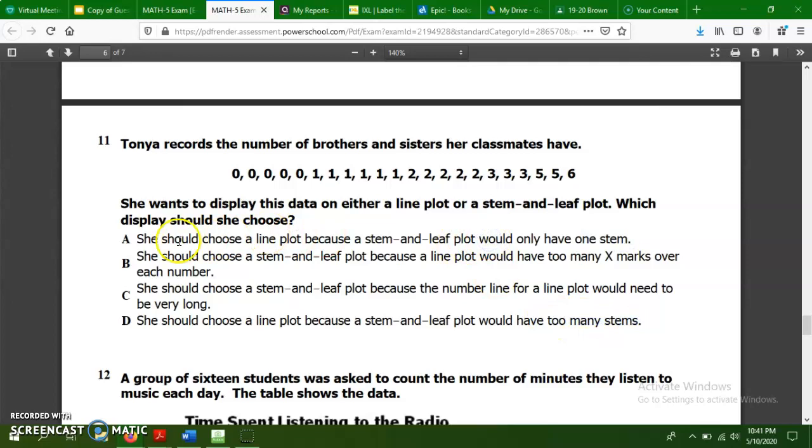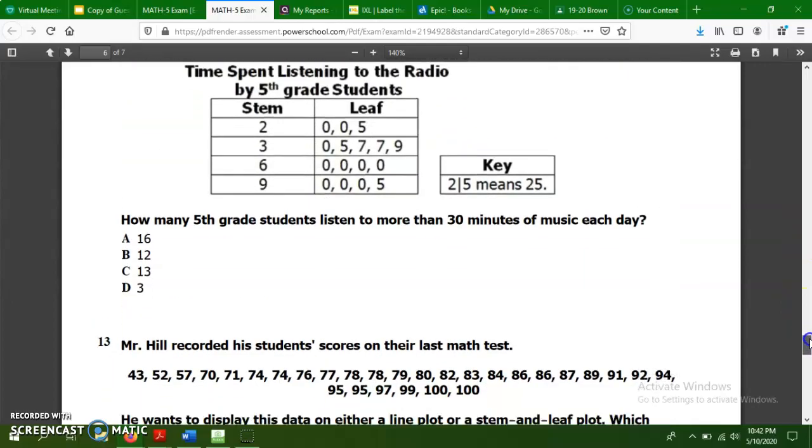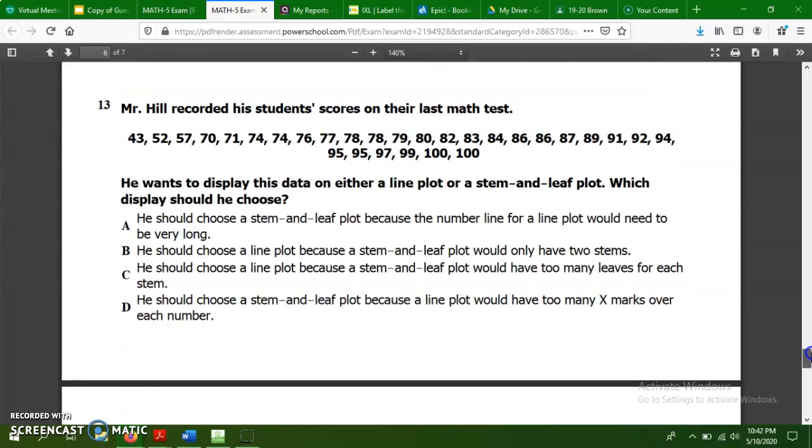The answer is A. She should choose a line plot because a stem and leaf would only have one stem, and it would be silly to create a stem and leaf if it only had one stem. 13 is a similar question. They want to know whether we would do a line plot or a stem and leaf. So here's all of our data. They've already got it in order least to greatest for us.